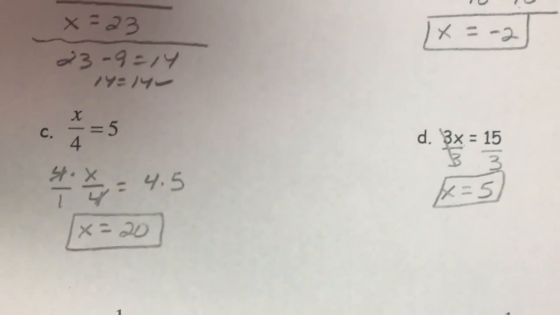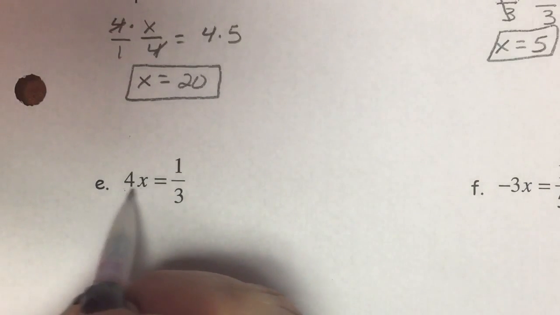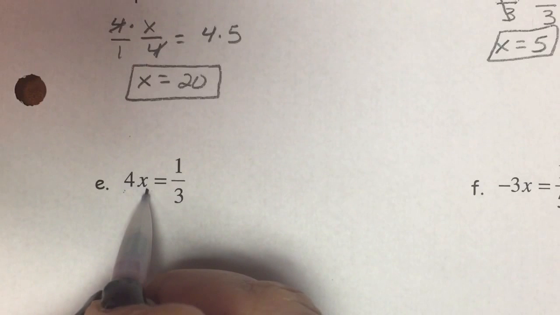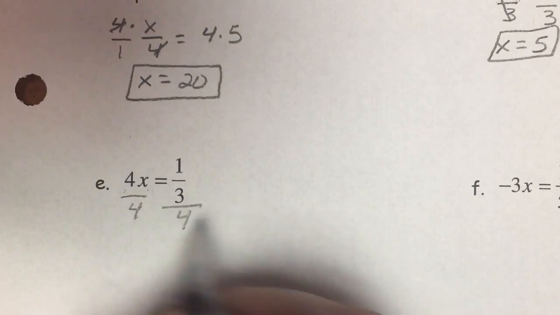Okay, so now we have to deal with some fractions here, but we just did a whole chapter on fractions. So again, right here, what's happening? Well, the x is being multiplied by 4, so I want to divide both sides by 4.